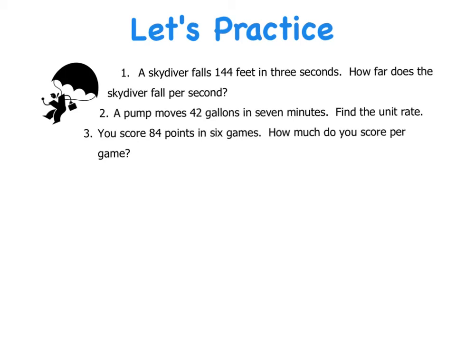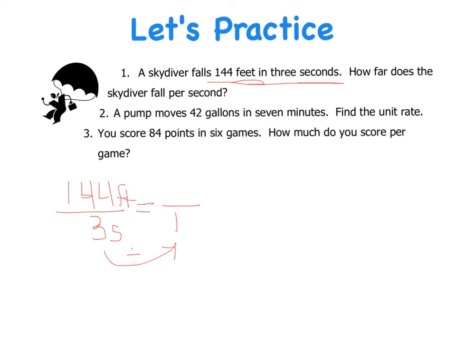In this first question it says, a skydiver falls 144 feet in 3 seconds. So that is a rate, 144 feet in 3 seconds. How far does the skydiver fall per second? Per second means for 1 second, and I'm going to put my labels, feet and seconds. So 3 to 1 would be divide by 3. So I would have to do 144 divided by 3.